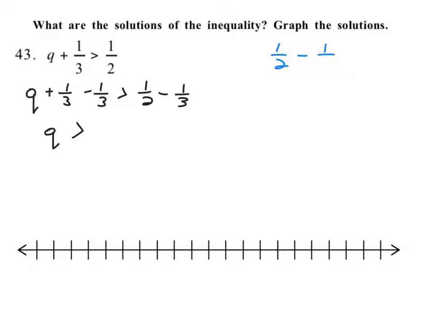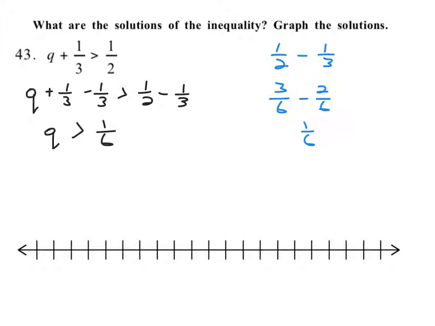Just like adding, there was an earlier problem where we added fractions like this. We need to have a common denominator. So the common denominator is 6, so 1/2 is equal to 3/6, minus 1/3, which is equal to 2/6, and 3/6 minus 2/6 is 1/6. So q is greater than 1/6.